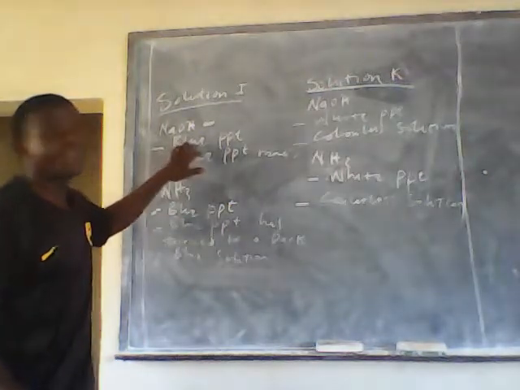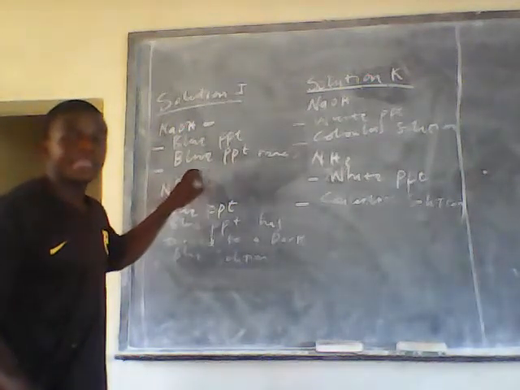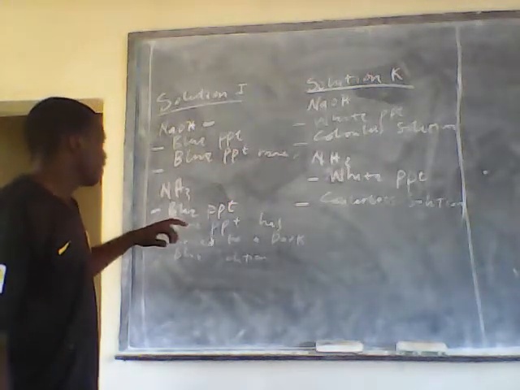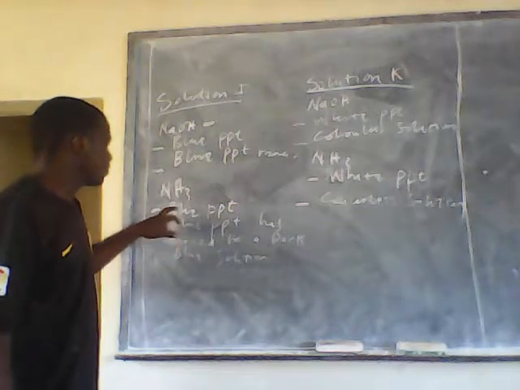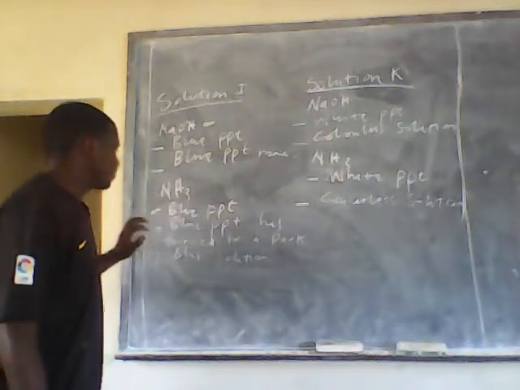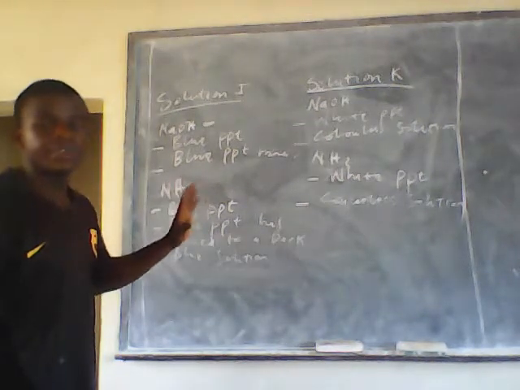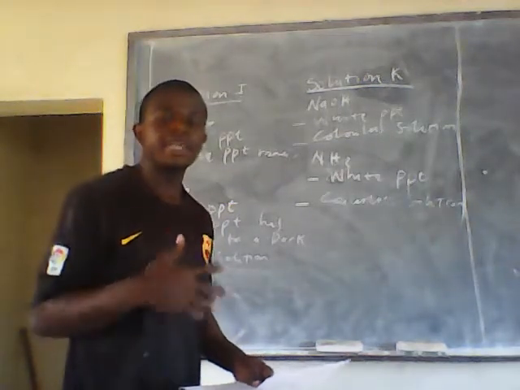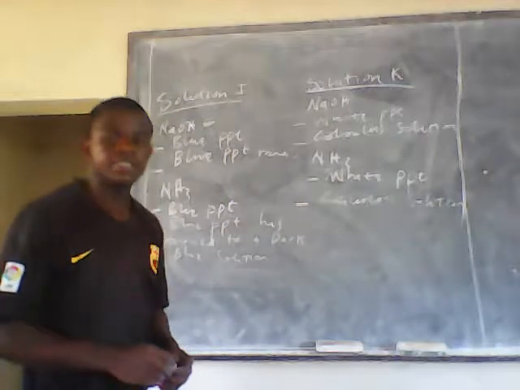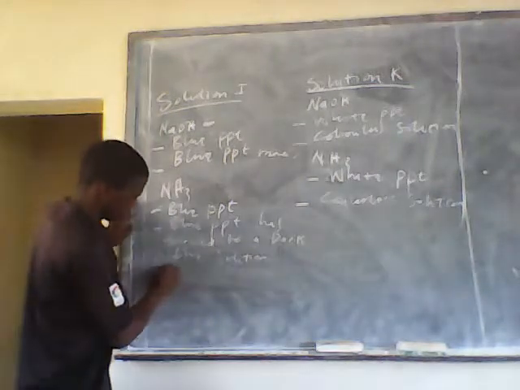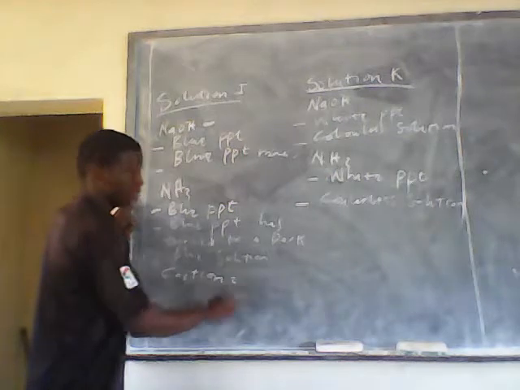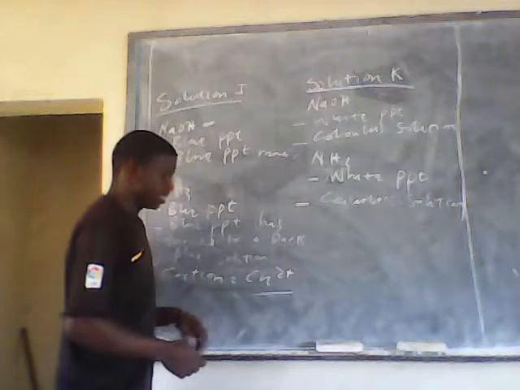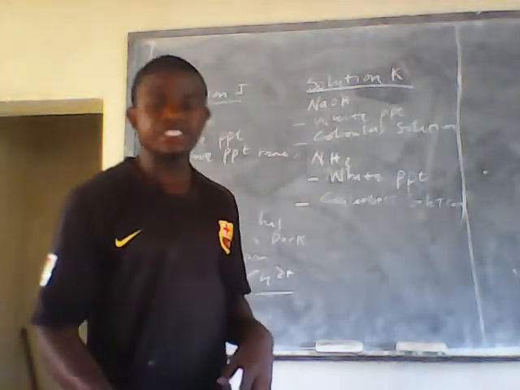This is because here I have a blue precipitate, and the blue precipitate remains the same, which means insoluble in excess. Then the effect of ammonia, I had a blue precipitate. Then after adding excess, the blue precipitate turned to a dark blue solution, which means it was soluble in excess, giving a dark blue solution. So the cation present in solution J is the copper 2 ion. So this is how you identify the cation present in solution J.